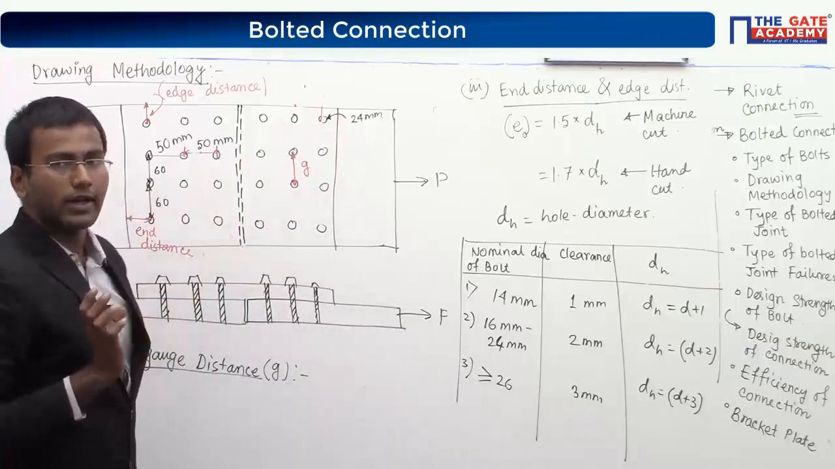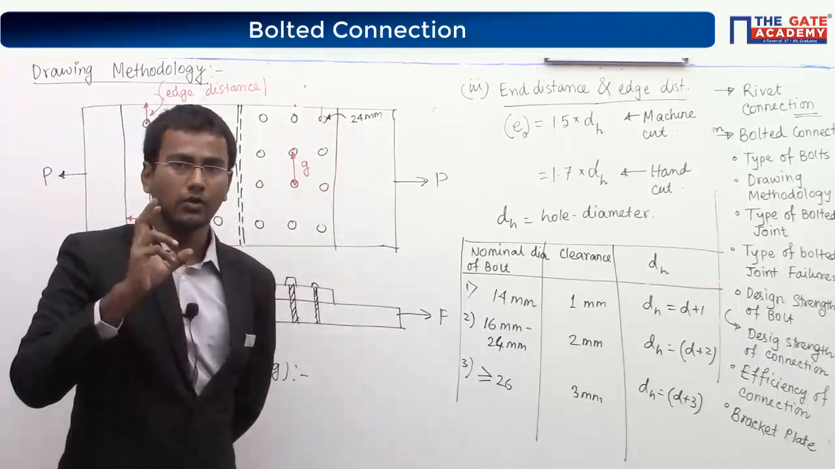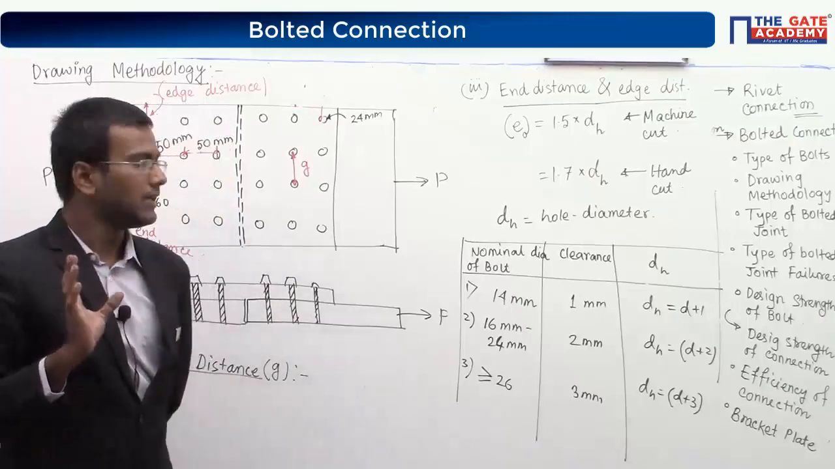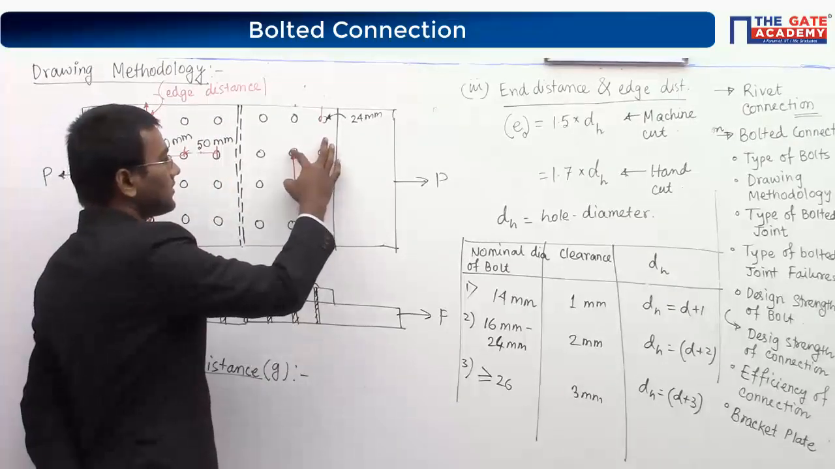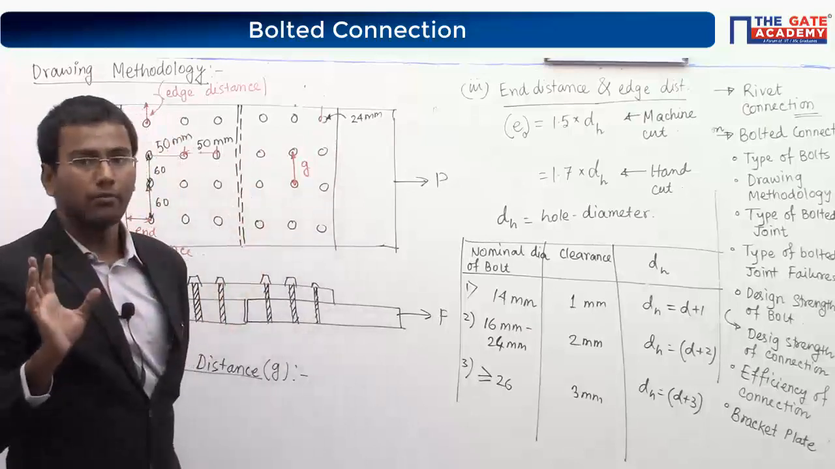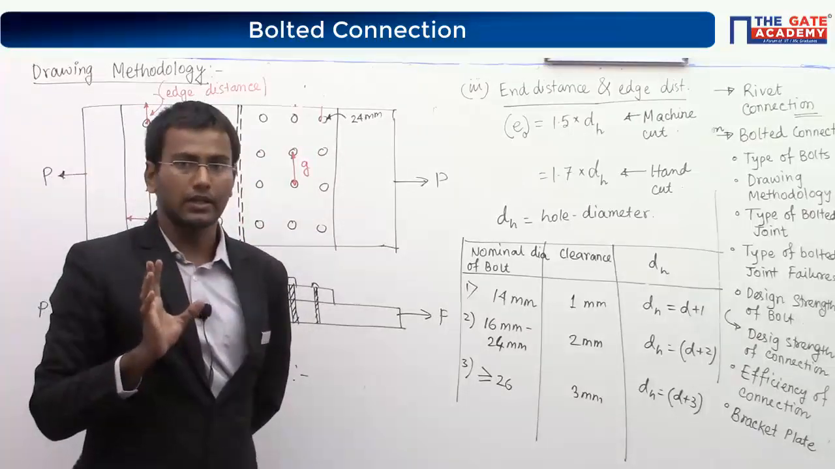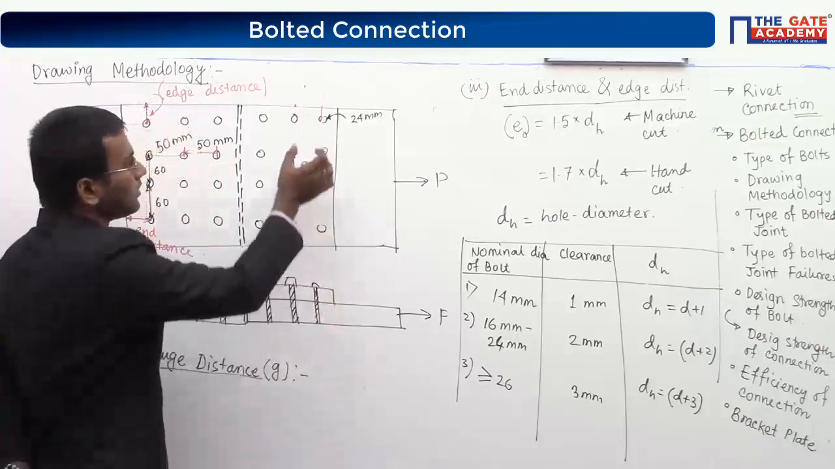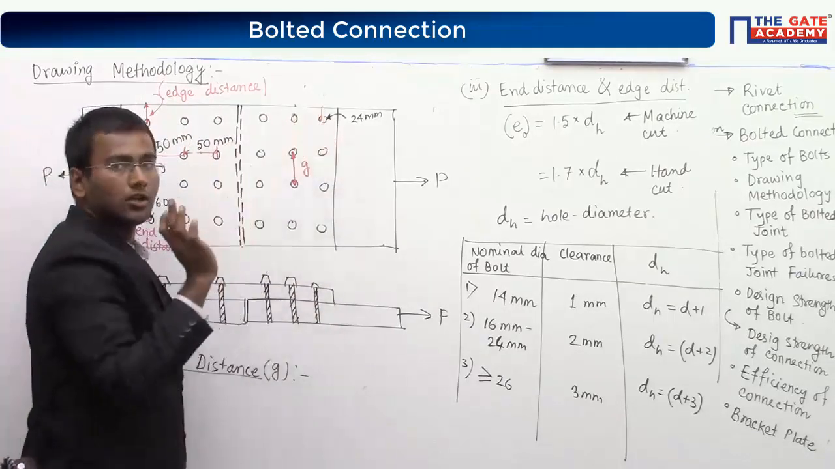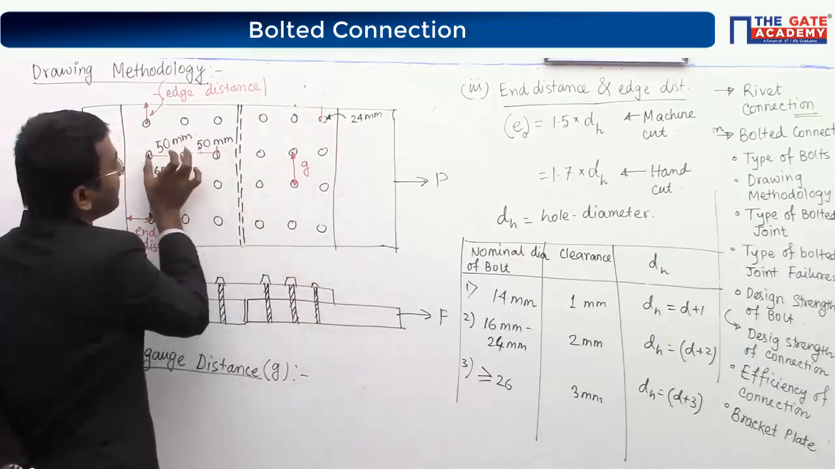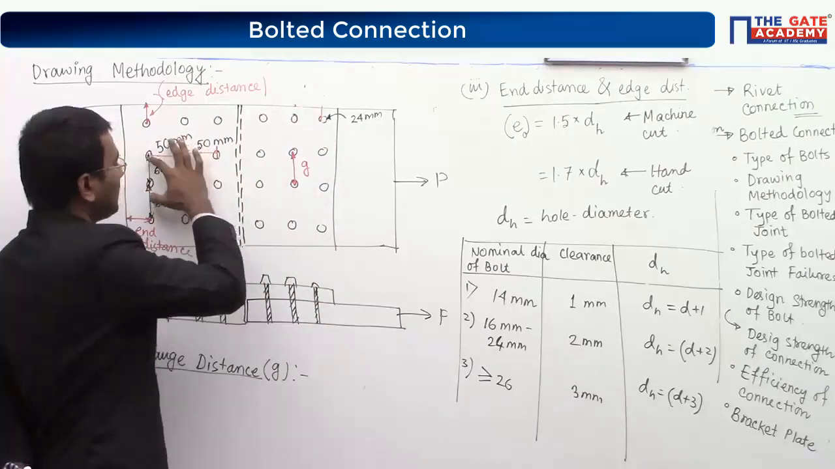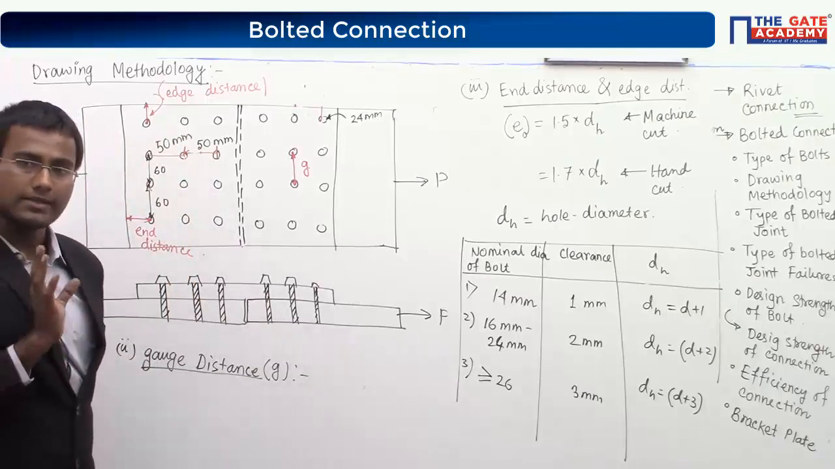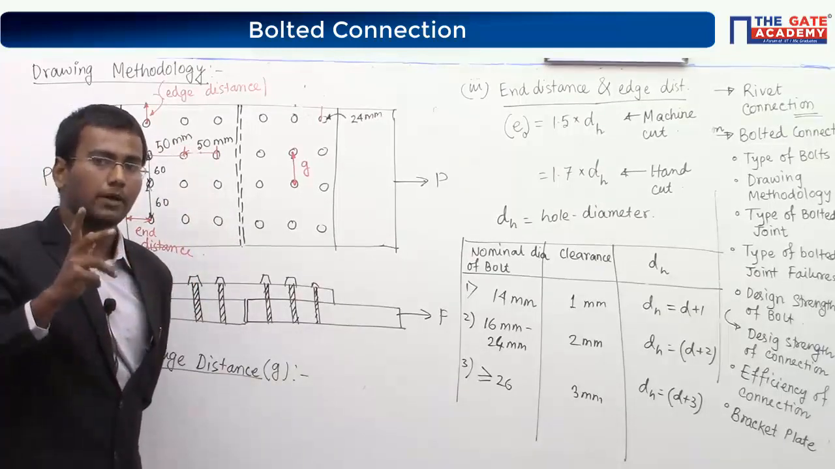Now how can I measure this distance? Generally the clear gauge distance should be minimum equal to the pitch distance. So if this distance is 50 mm, this distance is 50 mm, this distance is 50 mm, so this should be 50, this should also be 50.